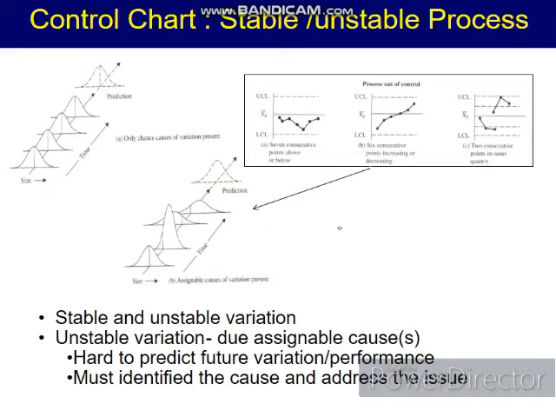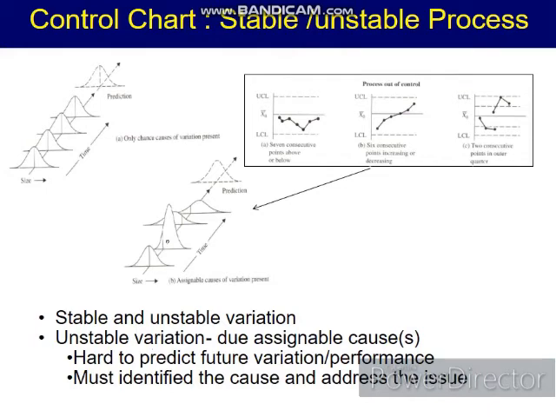So whenever you have these out of control situations, you have to find the assignable cause and fix the assignable cause, right? So these are examples of stable and unstable variations. If you have unstable variations due to assignable causes, it's going to be hard for you to predict the future performance.